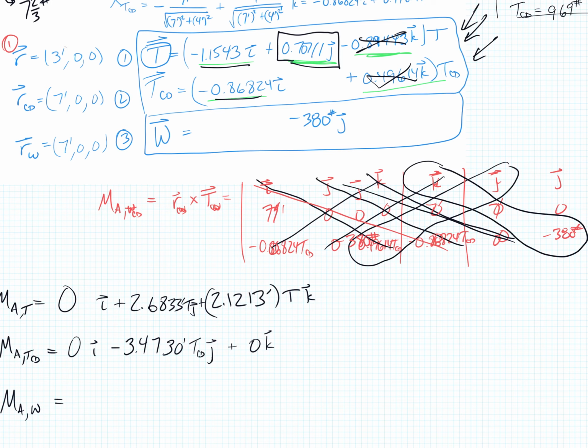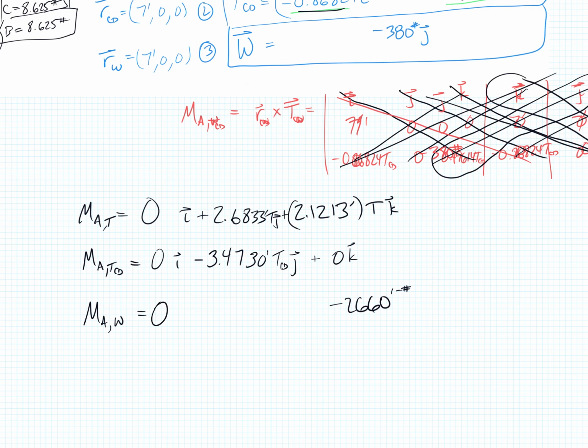We get negative 380 times 7. Negative 380 times 7 is negative 2660, so that's going to be in the K direction, negative 2660 pound feet, so foot pounds. Okay, and that's a negative sign because of that right there. And then we go this way, we got a 0, we got a 0, and we got a 0. Okay, so 0i plus 0j.